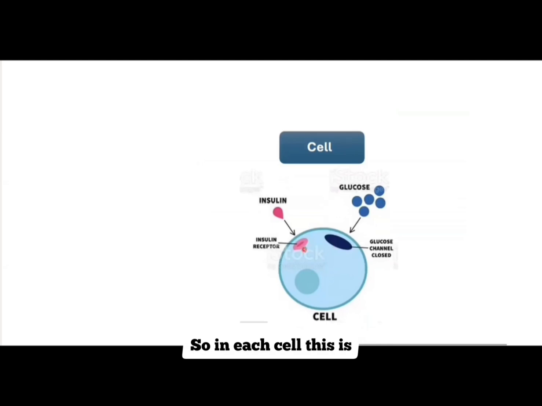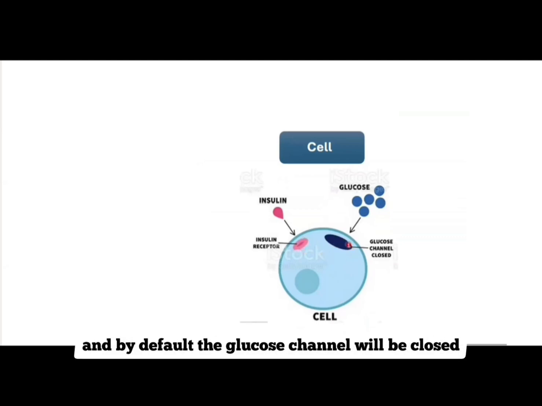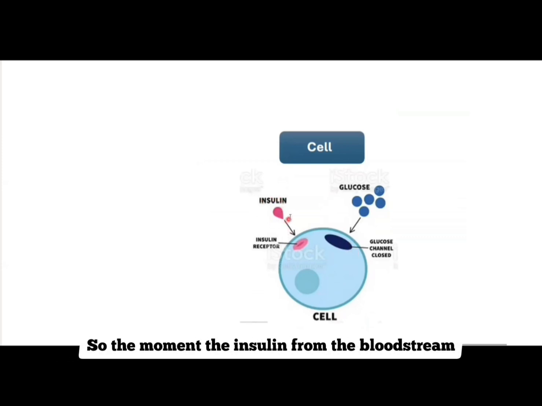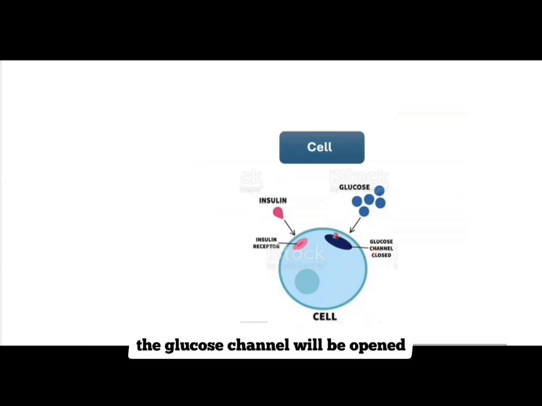So in each cell, this is how the basic structure will look. It has an insulin receptor and a glucose channel, and by default the glucose channel will be closed. So the moment the insulin from the bloodstream is paired up with the insulin receptors, the glucose channel will be opened, and only then can the glucose from the bloodstream enter into the cell.